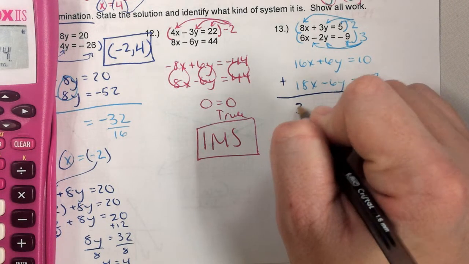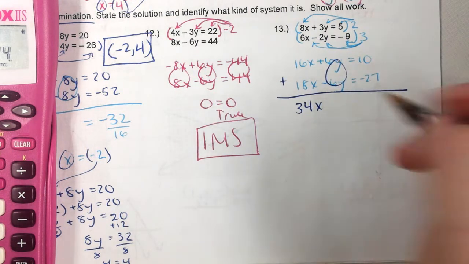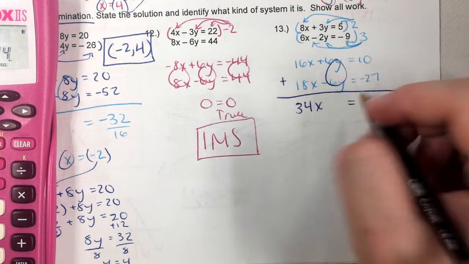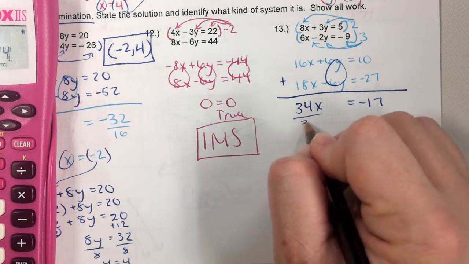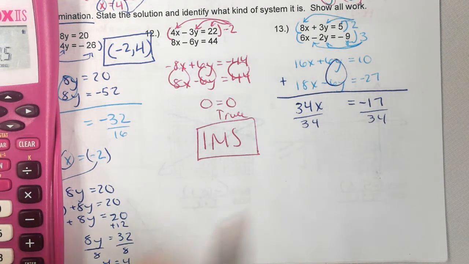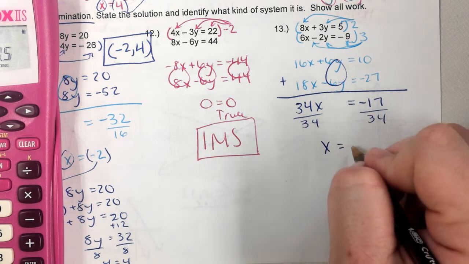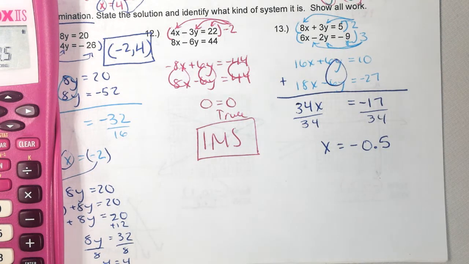16x plus 18x is 34x. 6y plus negative 6y is 0. And 10 plus negative 27 is negative 17. Divide both sides by 34. And I get x equals negative 1/2. Okay, which is totally fine. That's an answer, that's a solution.